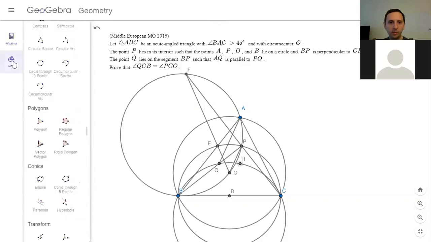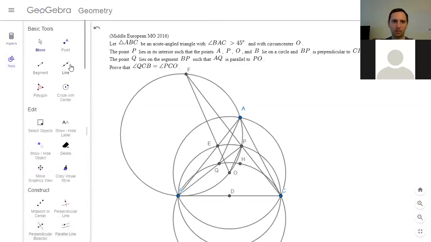Let's see. I don't think A, P, and H are collinear. Did you use isogonal conjugates or something to get that? We have to show OCD equals PCQ, and OCD is 90 minus A. So we have to prove that PCQ is 90 minus A. Then we have to prove that BQC is 180 minus A. Interesting. So we want to show BQC is 180 minus A. Are P and Q isogonal conjugates? No, they're not, because angle ABQ isn't CBP.